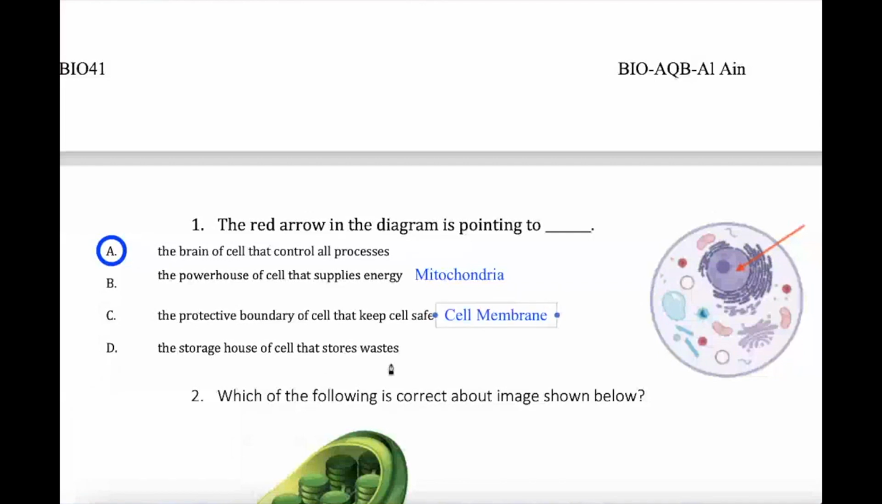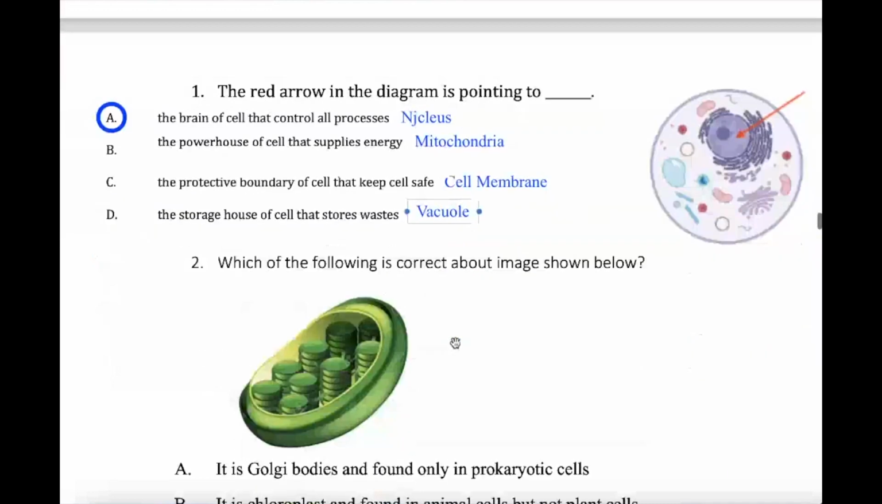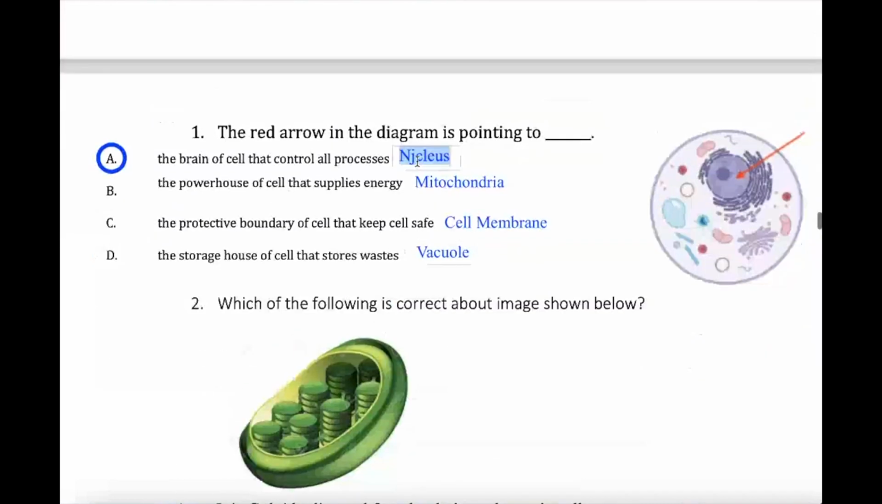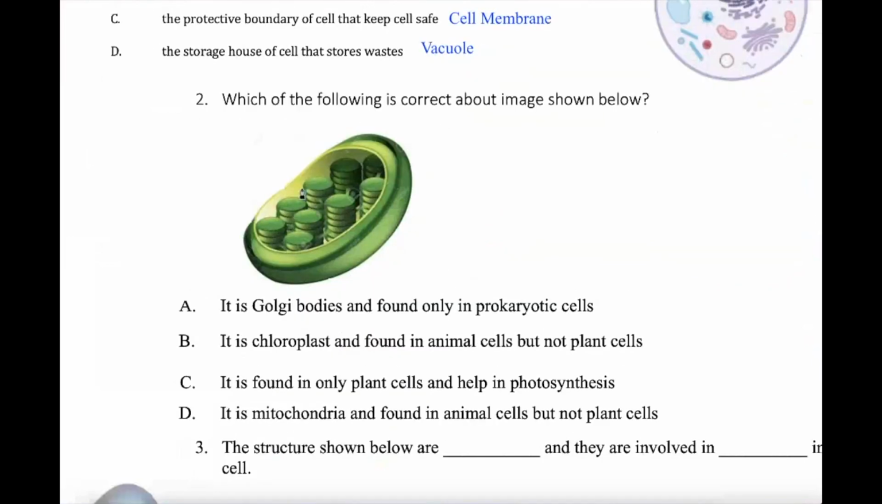The storage house of the cell? Vacuole. Yes, vacuole. And the upper one was nucleus. Okay, let me just write that. So this one was nucleus. Okay, moving down. What is this organelle?